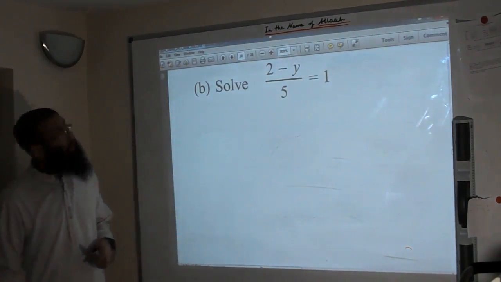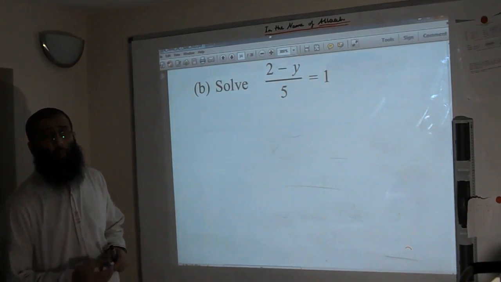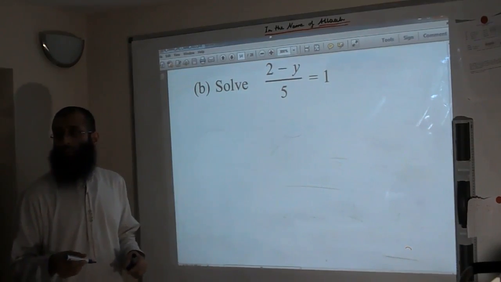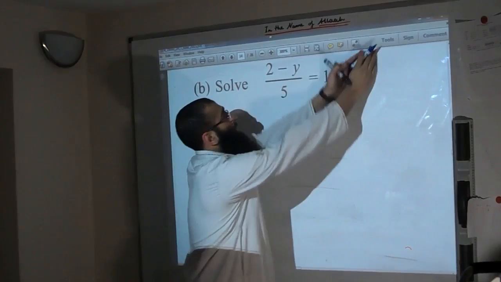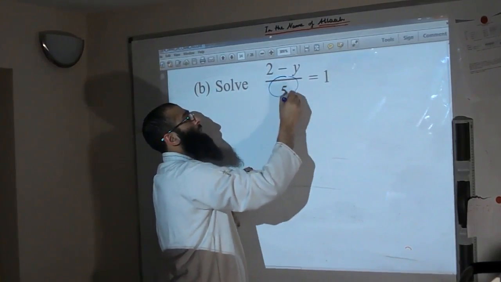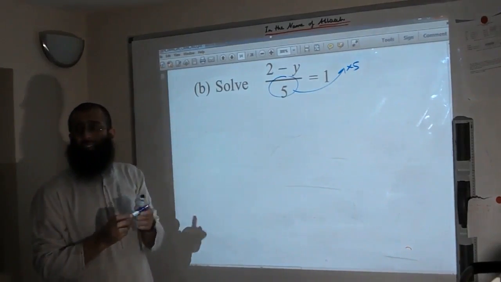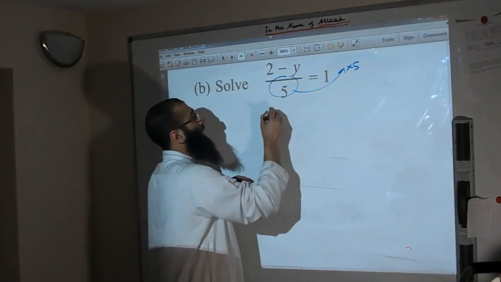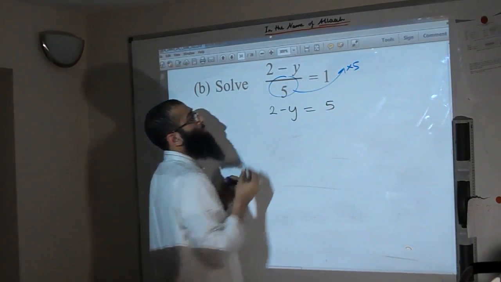Right, solve 2 minus y over 5 equals 1. What we said before: when we have a denominator in the question, we have to remove it by doing the opposite. The opposite of dividing by 5 is times by 5. This is called cross multiplying, because we don't want a fraction in the answer. So now we have 2 minus y is equal to 5.